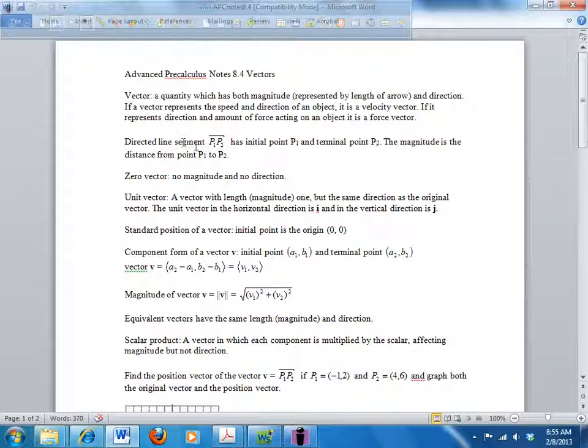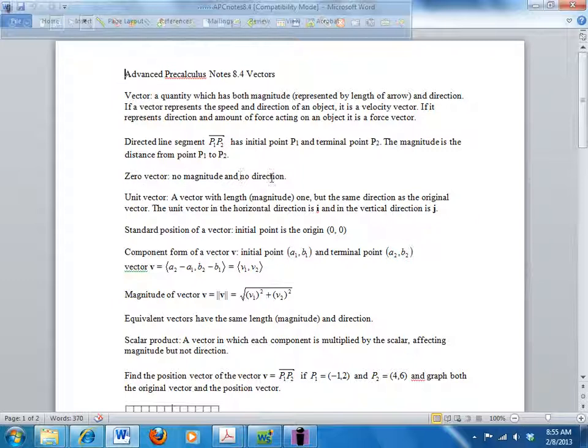Directed line segment, meaning it is important that you're going from point 1 to point 2. So going from point 1 to point 2 is different than going from point 2 to point 1. Excuse me? Does it have to be a straight line? Yeah, it has to be a straight line. Okay? As an initial point, the magnitude is the distance from point 1 to point 2.